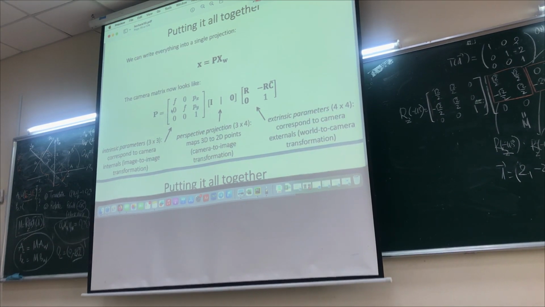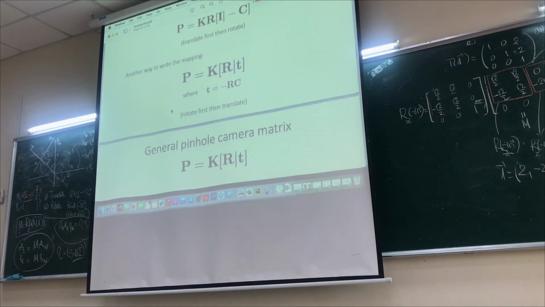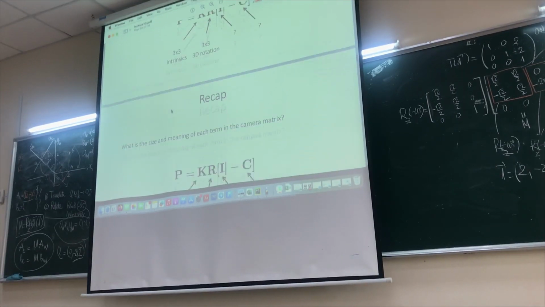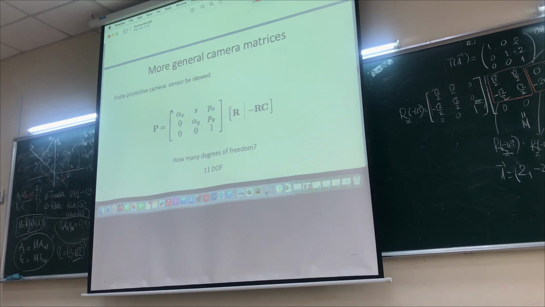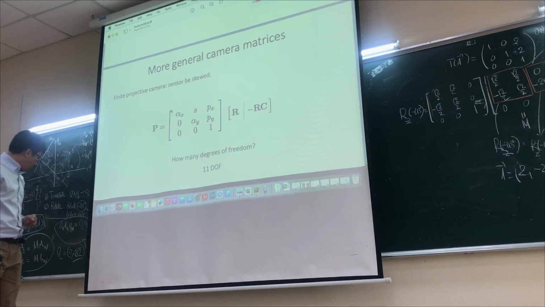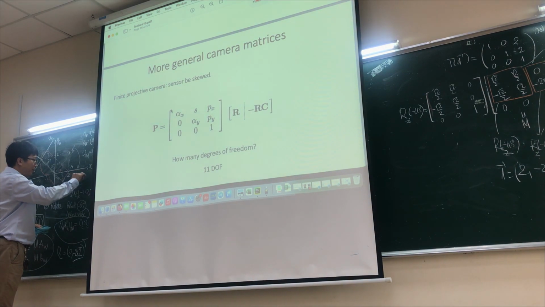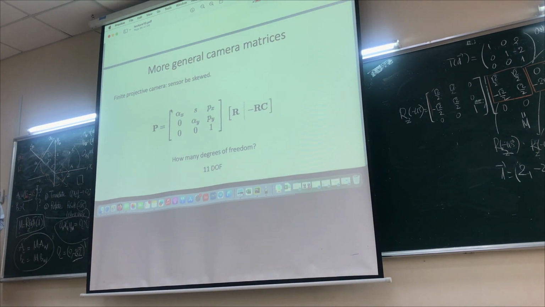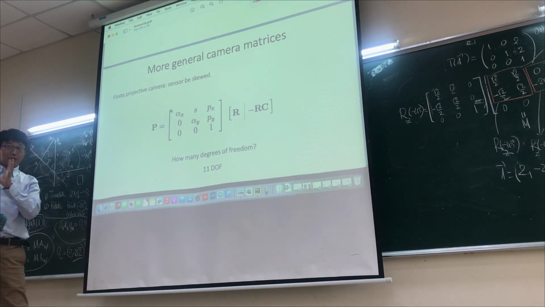So again, for the internal parameters, that is the intrinsic, 3 by 3. Actually only 1, 2, 3, 4, 5 parameters. In general, they model 5 parameters, including the skew. What is skew? Usually they assume the pixel is square. So that's why before you had only F, because it's the same in both directions.